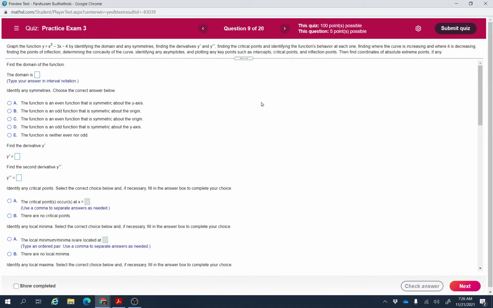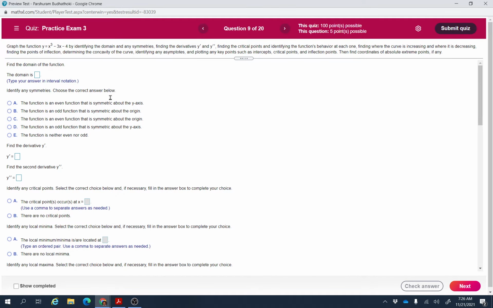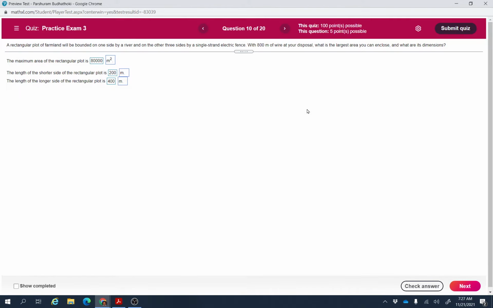Okay, problem 9. This is exactly the same problem as we did in problem 8. The same kind of questions, you have to do exactly the same thing. So I'm going to skip problem 9 and let's go to problem 10. So what is 10? It's a word problem, and I already did this problem one more time, but I'm going to explain how you can do it.